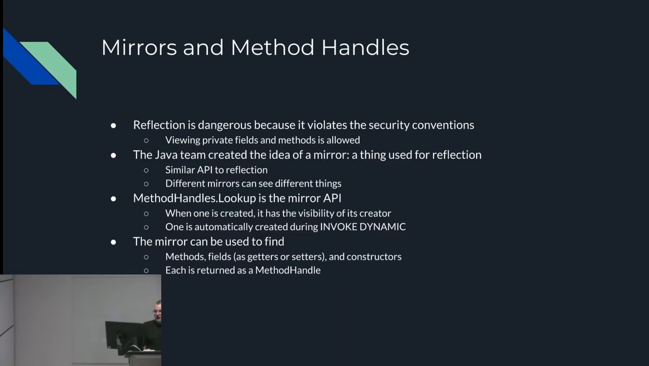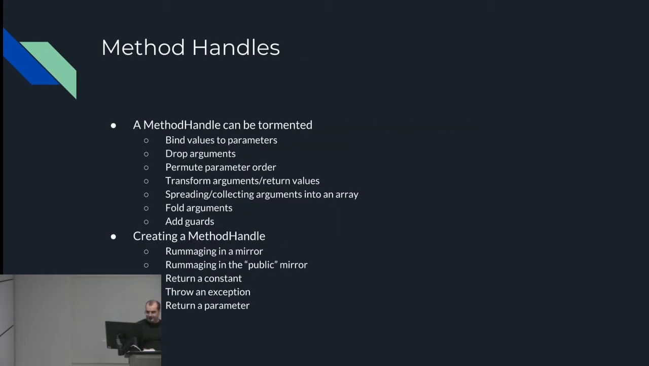So the method handles lookup is the mirror API. When you create one, it has the visibility of its creator, and one is created automatically whenever you do an invoke dynamic, so that you just get it in the context that it was called. And with the mirror, you can then find methods, fields, and you can actually convert fields into a function, basically a getter or a setter function. You can generate those automatically using the mirror. You can also grab constructors. And when you take one of these things, you get a method handle. It is some reference to a method with all of that information embedded in it.